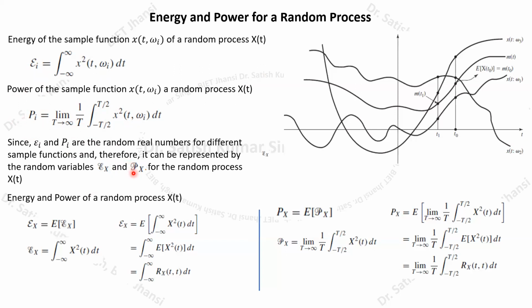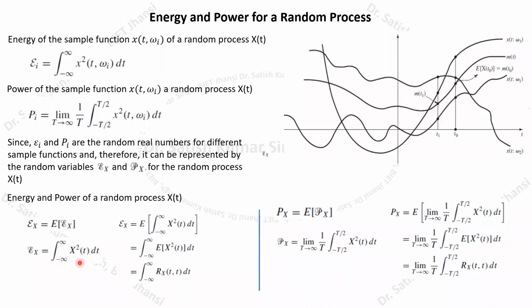Here we have to calculate the average value, or expected value, of these energies or powers. That can be calculated as the expected value of epsilon x and the expected value of the power, over all the sample functions. What will be the average values? We just substitute the expected value and follow this formula: the integral from minus infinity to infinity of the random process x squared t dt.